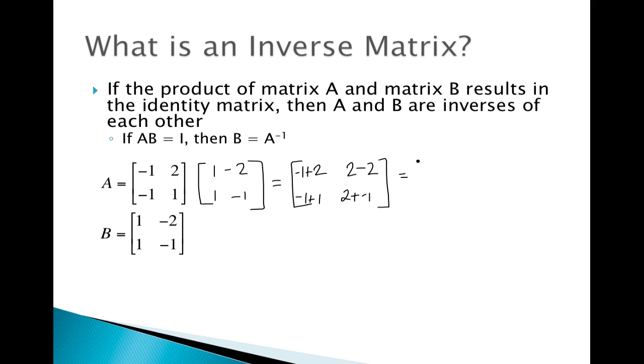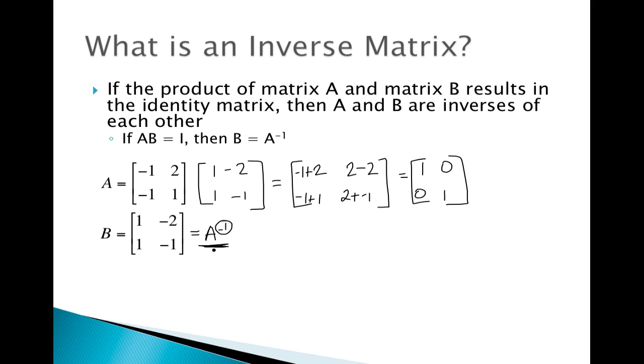All right, when we do our math, we get 2 minus 1 is 1, 2 minus 2 is 0, -1 plus 1 is 0, and 2 minus 1 is 1. So we see that we do get the identity matrix. So therefore, A and B are inverses of each other. And specifically, we can write B as A to the -1. This represents that it is the inverse of matrix A when you write the -1 right here.